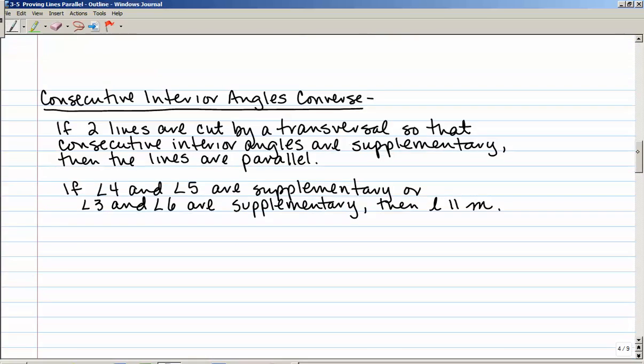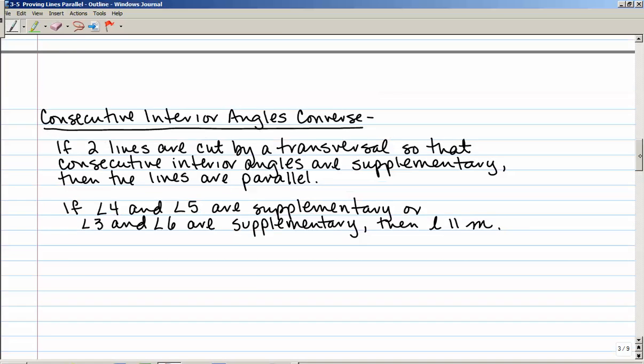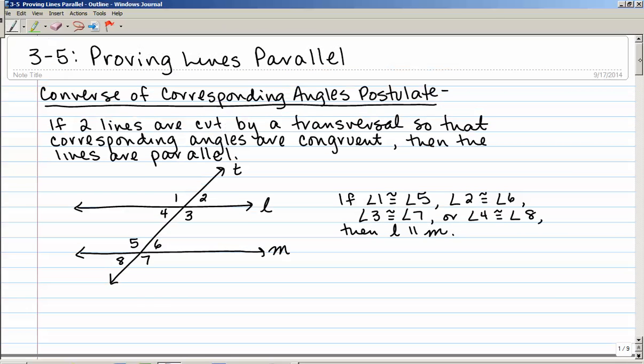And the last one, the consecutive interior angles converse, says that if two lines are cut by a transversal so that consecutive interior angles are supplementary, then the lines are parallel. So looking at our picture, if I know that angles 4 and 5 are supplementary to each other, then I know line L and M are parallel. Or if angles 3 and 6 are supplementary to each other, then I know that line L and M are parallel to each other.